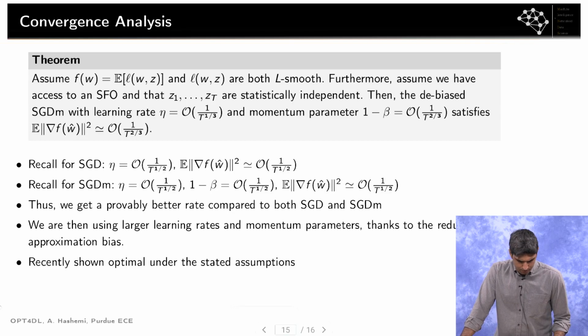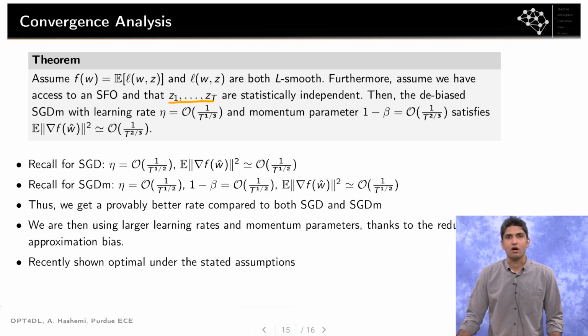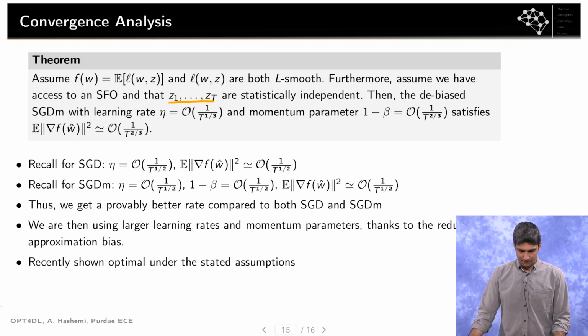Again, our usual assumptions. Let's assume that the average loss, as well as the sample loss, are both L-smooth. We assume that we have access to a stochastic first-order oracle with bounded variance that returns an unbiased estimator of the true gradient. And we also assume that the mini-batches that we are using in each iteration are statistically independent.